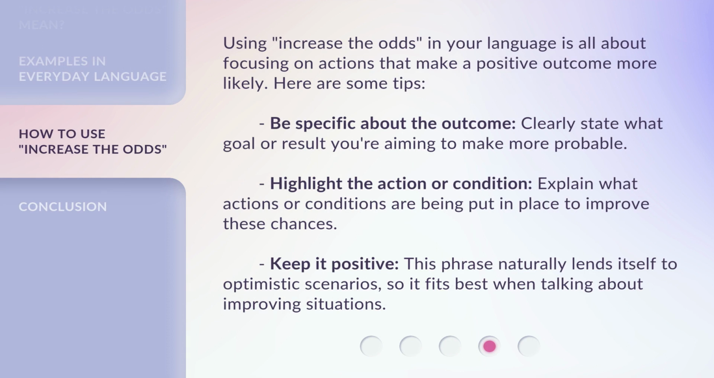Using increase the odds in your language is all about focusing on actions that make a positive outcome more likely. Here are some tips. Be specific about the outcome. Clearly state what goal or result you're aiming to make more probable. Highlight the action or condition. Explain what actions or conditions are being put in place to improve these chances. Keep it positive. This phrase naturally lends itself to optimistic scenarios, so it fits best when talking about improving situations.